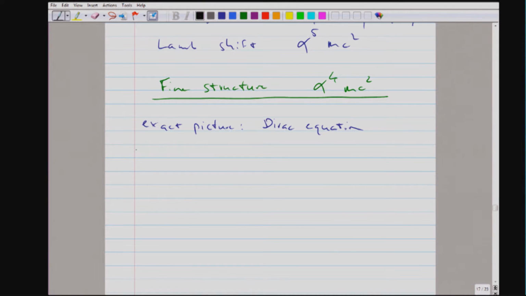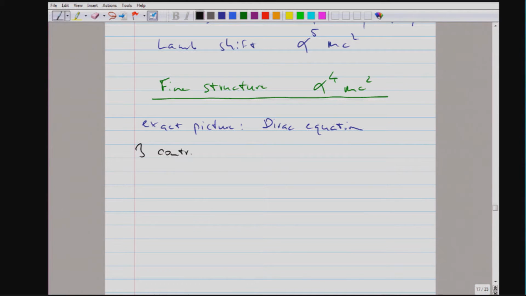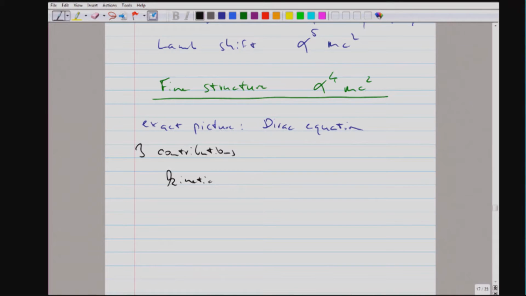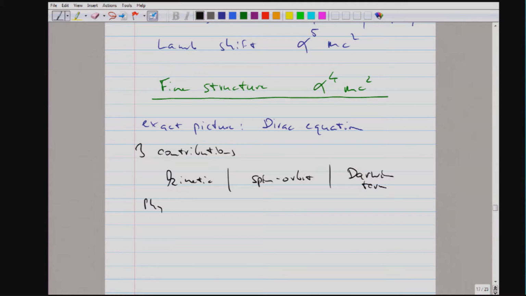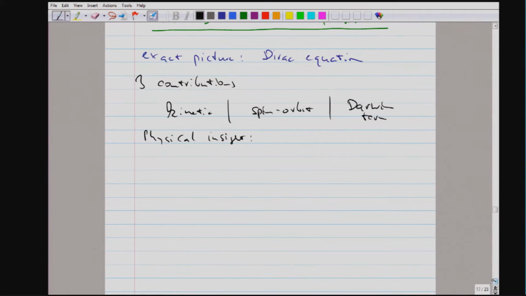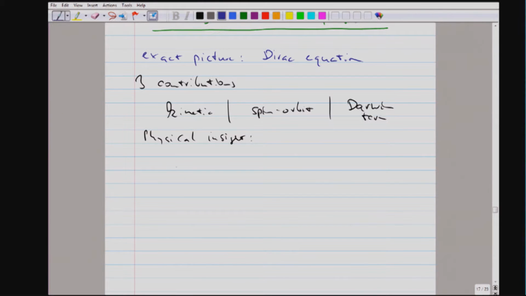So what I want to show you here is that we can distinguish 3 contributions. There are 3 physical effects which all come in at the level alpha to the 4 mc squared. One is relativistic corrections to the kinetic energy. The second one is spin-orbit coupling. And then there is a third one which goes by the name Darwin term. And we can get this physical insight and obtain those 3 terms separately when we use what is called the Pauli approximation to the Dirac equation.